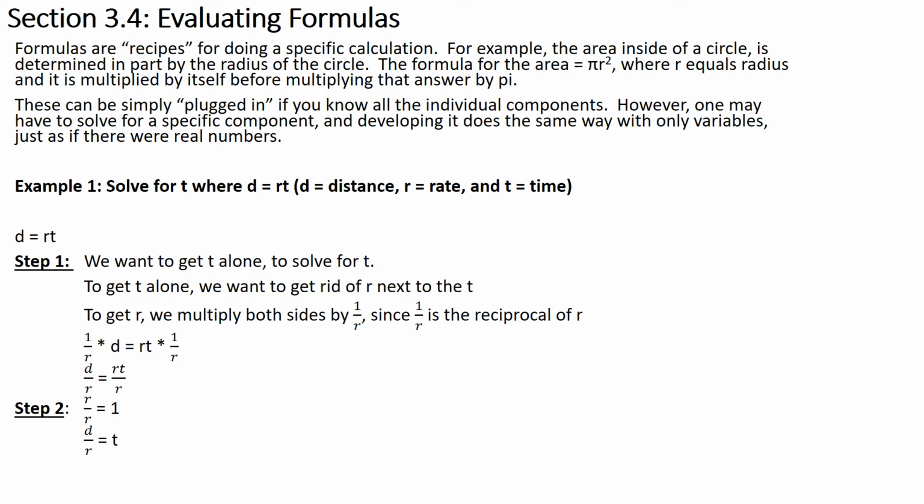D equals RT. Here's my original equation. I want to find just t. So I want to get rid of that r by multiplying times 1 over r on this side. If I do it to that side, I have to do it to this side. 1 over r times d is d over r. RT times 1 over r is RT over r, but the r's cancel out, and we're left with t. T equals d over r.